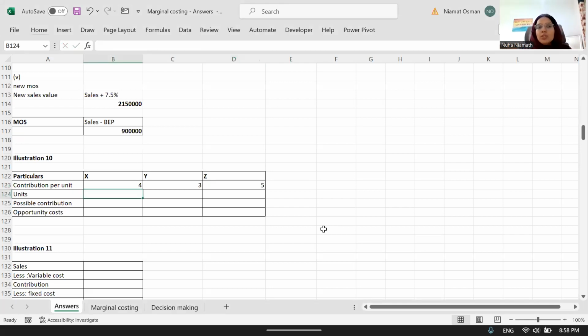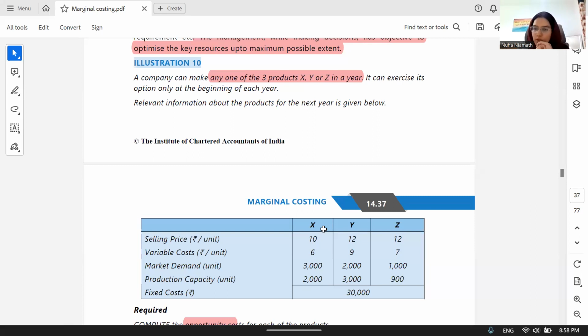Now coming to units. What units will you take? Market demand or production capacity? Production capacity. How about the others? No, I'm not asking you the value. I'm asking you what will you take? Market demand or production capacity? Market demand is the demand in the market for that product. Production capacity is how much you can produce.